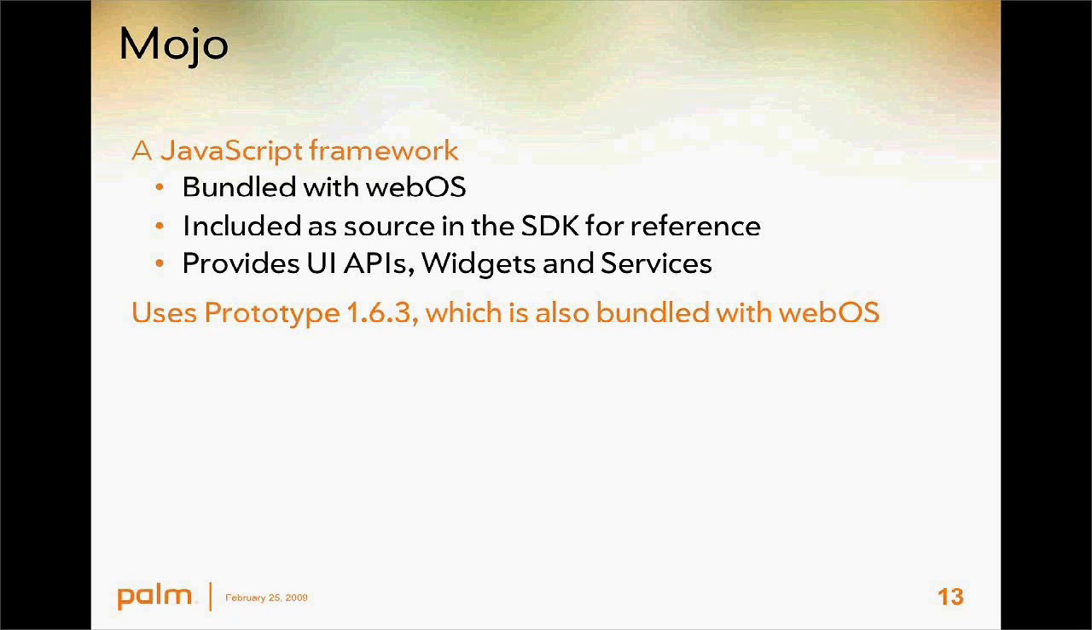We do include the framework as source in the SDK for reference. That makes it a fairly important thing, I think, for most app developers to be able to look at what they're using. And as I said earlier in the overview, UI APIs, widgets, and services are predominantly what the framework delivers. We use Prototype a lot in the framework, as well as in our core applications. We bundle a copy of Prototype 1.6.3 with webOS. While it's not officially part of the platform, we do make a lot of use of it, and it's available for you to use in your applications as well.